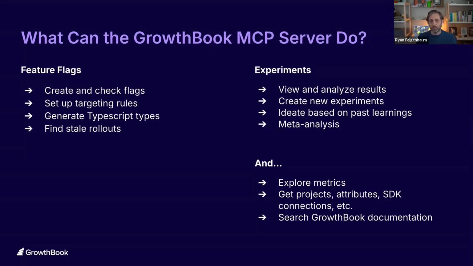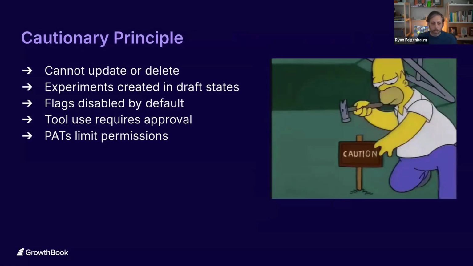And then there's a lot of just other little tools that are available for things like exploring metrics, getting your projects, attributes, SDK connections, this sort of thing. And then, of course, interacting and searching with the GrowthBook documentation. So that's a nice little preview of some of the things that we're going to show. And before we get to it, one other note to make.